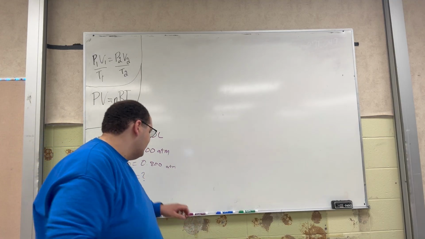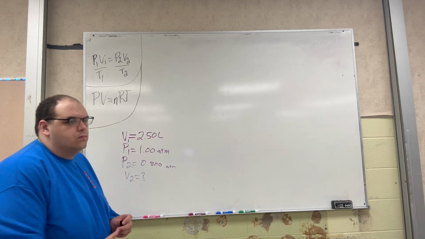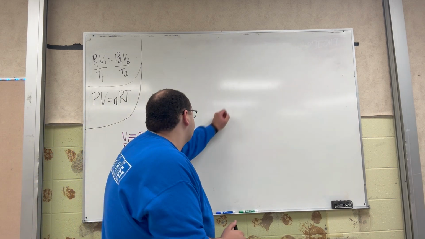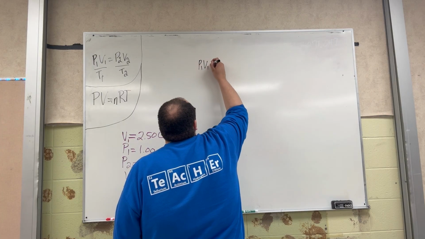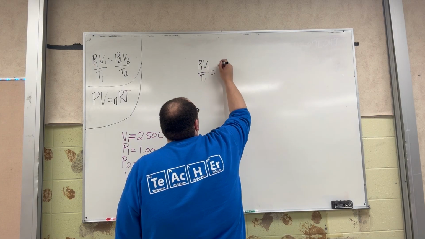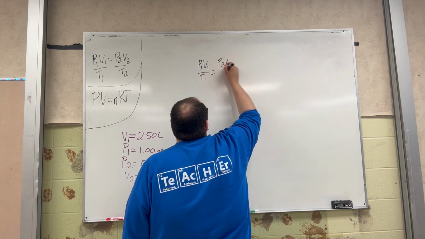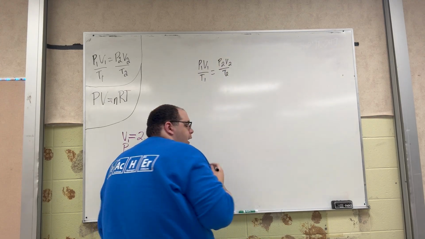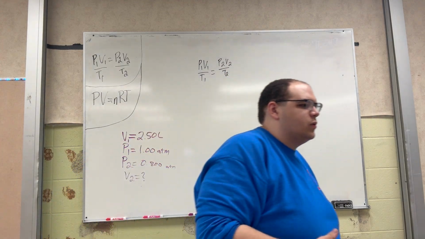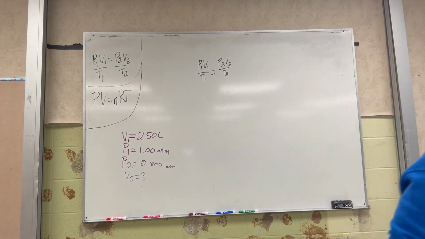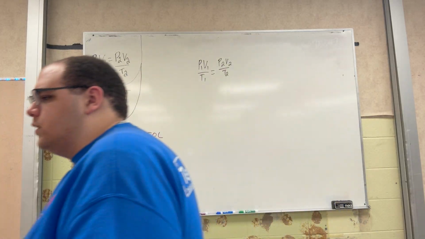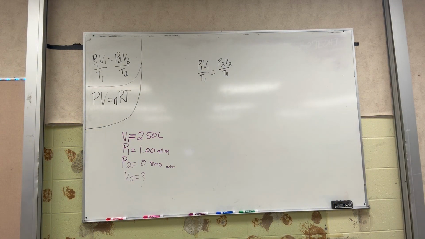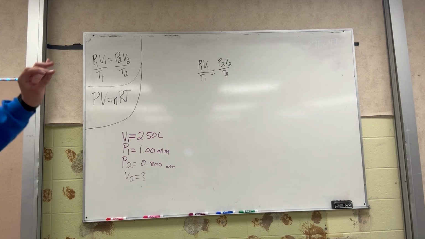After I write my list of givens, I like to write my equation. My combined gas law equation, P1 V1 all over T1 equals P2 V2 over T2. The way that you know you're using the combined gas law equation is if you're using initials and finals. The other gas law that we're going to look at in a little bit, there is no initials and finals. It's just standard. If you're using initials and finals, you immediately should be thinking combined gas law.